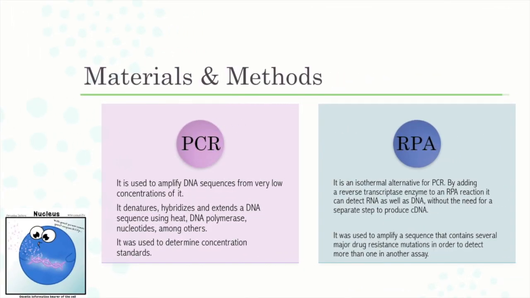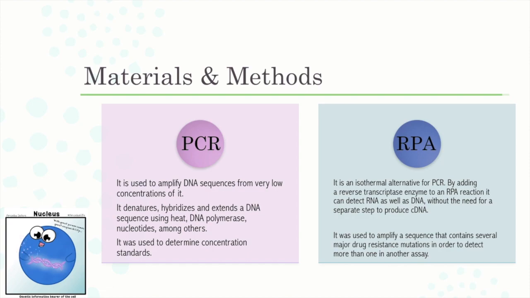PCR. It is used to amplify DNA sequences from very low concentrations of it. It denatures, hybridizes, and extends a DNA sequence using heat, DNA polymerase, nucleotides, among others. It was used to determine concentration standards. RPA. It is an isothermal alternative for PCR. By adding a reverse transcriptase enzyme to an RPA reaction, it can detect RNA as well as DNA without the need for a separate step to produce cDNA.